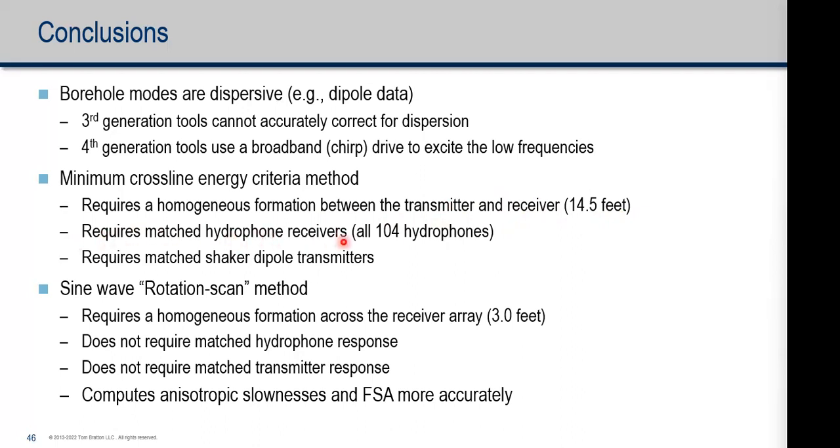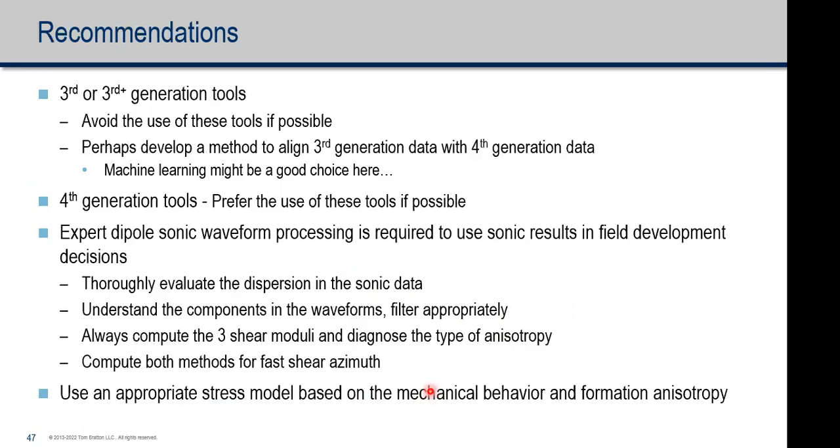Your hydrophones have to be matched, and there are 104 of them in the tool. And this is not always true. Your shaker, your dipole transmitters, have to be matched. The rotation scan method restricts the homogeneous formation assumption to just what's in front of the array. It does not require matched hydrophone response or transmitters. And so you compute a slowness slightly different, and I think your fast shear azimuth is more accurate.